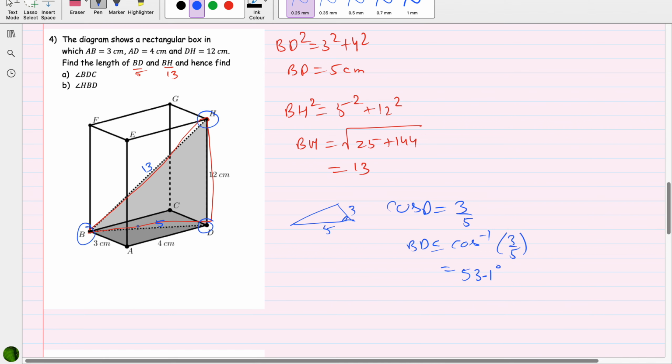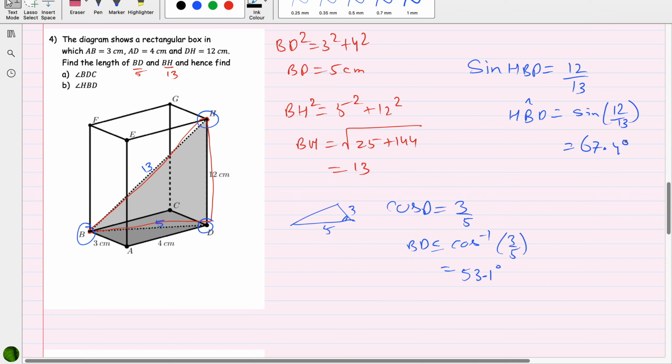Second angle is HBD. We already have all three sides, so you can use sine, cos, tan, anything you wish. I'm going for sine. Sine of HBD is perpendicular over hypotenuse. So angle HBD is equal to sine inverse of 12 by 13. And your answer is 67.4 degrees, rounded to one decimal place.